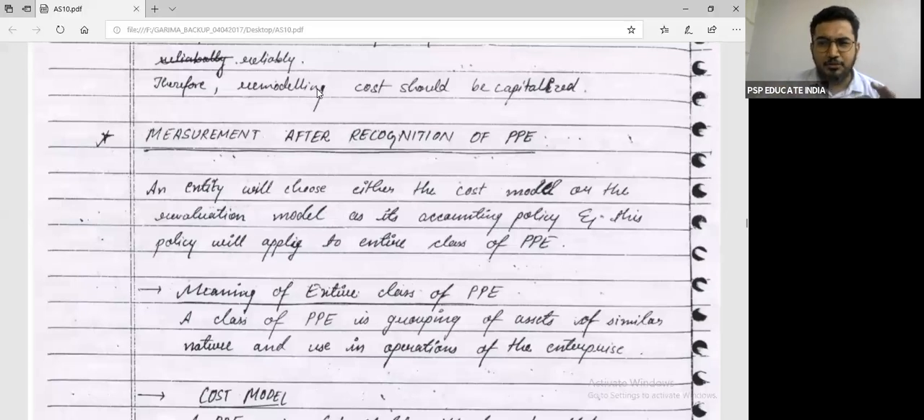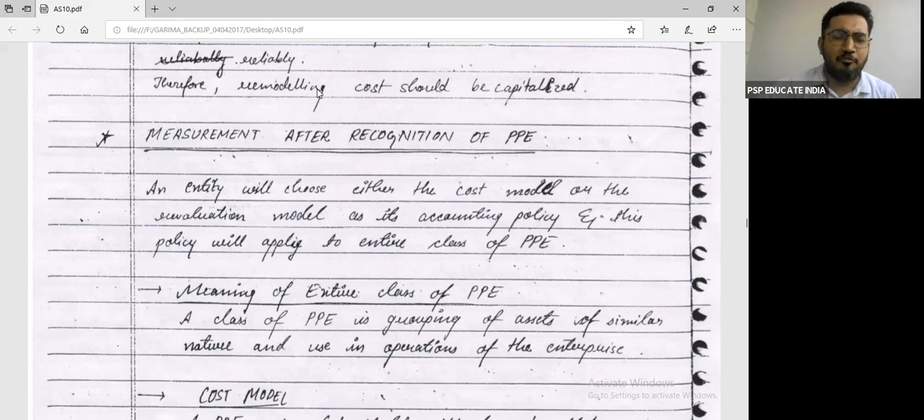And then they introduced a very interesting point which is written over here. Look at the third sentence. It says this policy will apply to entire class of PPE. It will not apply to one, but it will apply to the entire class of property, plant and equipment. Are you understanding? It will apply to entire class of property, plant and equipment.